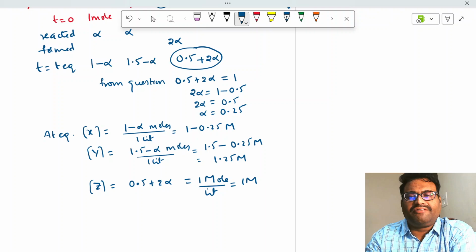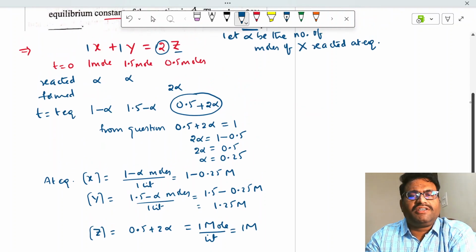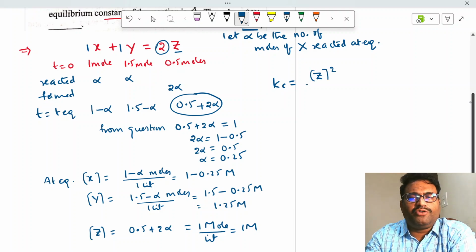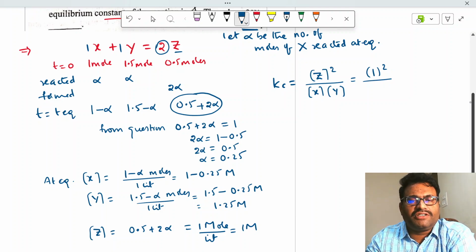So what is asked from here? Kc. So Kc for this reaction can be calculated as concentration of product Z, power 2, by concentration of X into concentration of Y. Concentration of Z is 1 molar, 1 square, by concentration of X, which is 1 minus 0.25, that is equal to 0.75 molar.